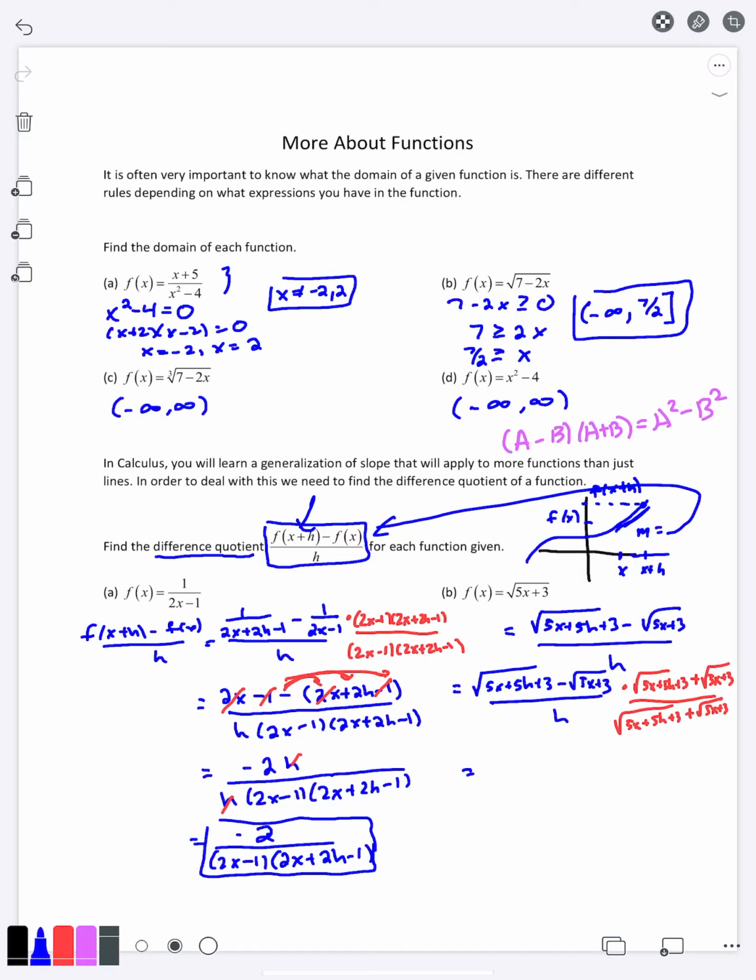So if I square the first thing, I'm squaring a square root, I would get 5x plus 5h plus 3. And then I'm subtracting the second thing squared, which is 5x plus 3. You square the square root. The only problem, though, is that, again, I'm subtracting the entire b squared, so I need to put parentheses here, all over h times this square root mess here.